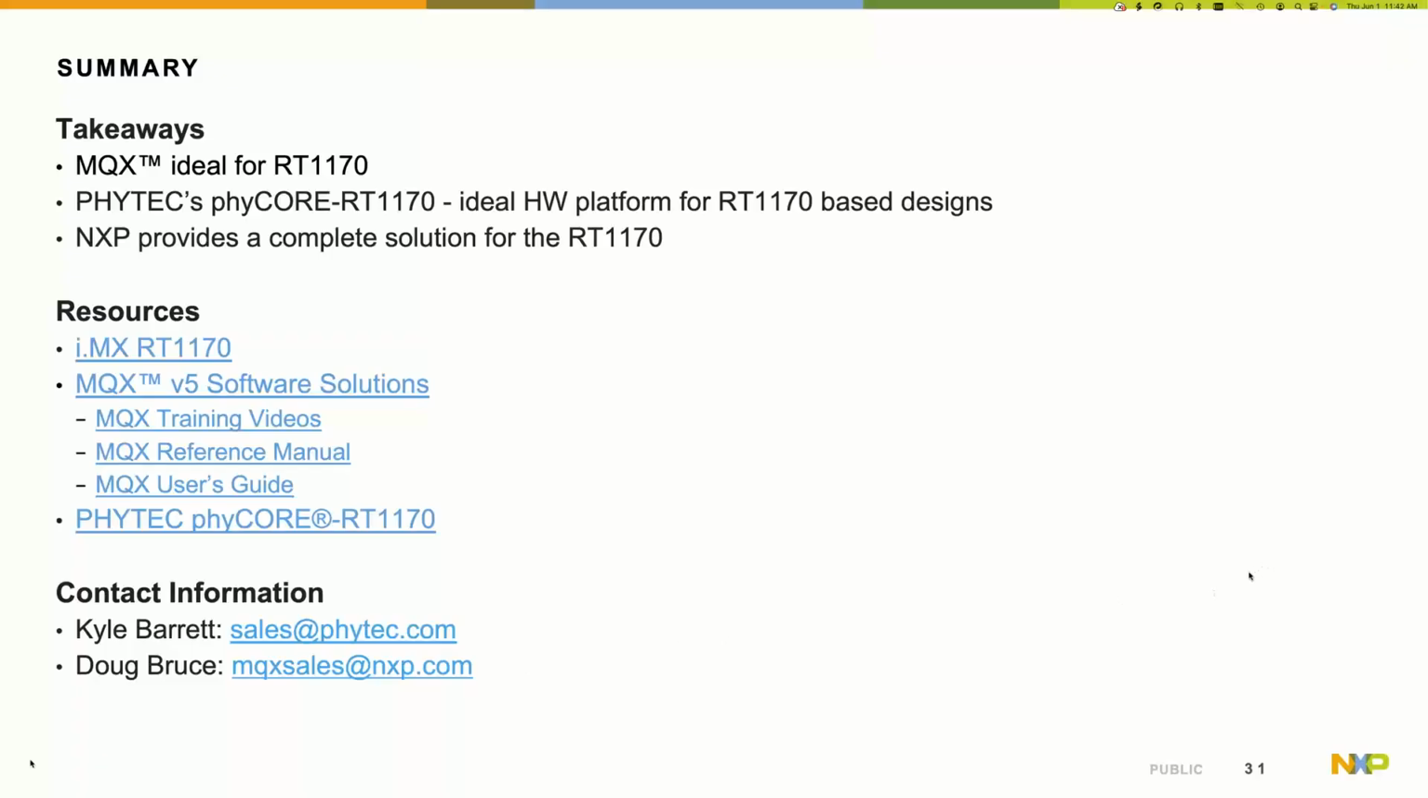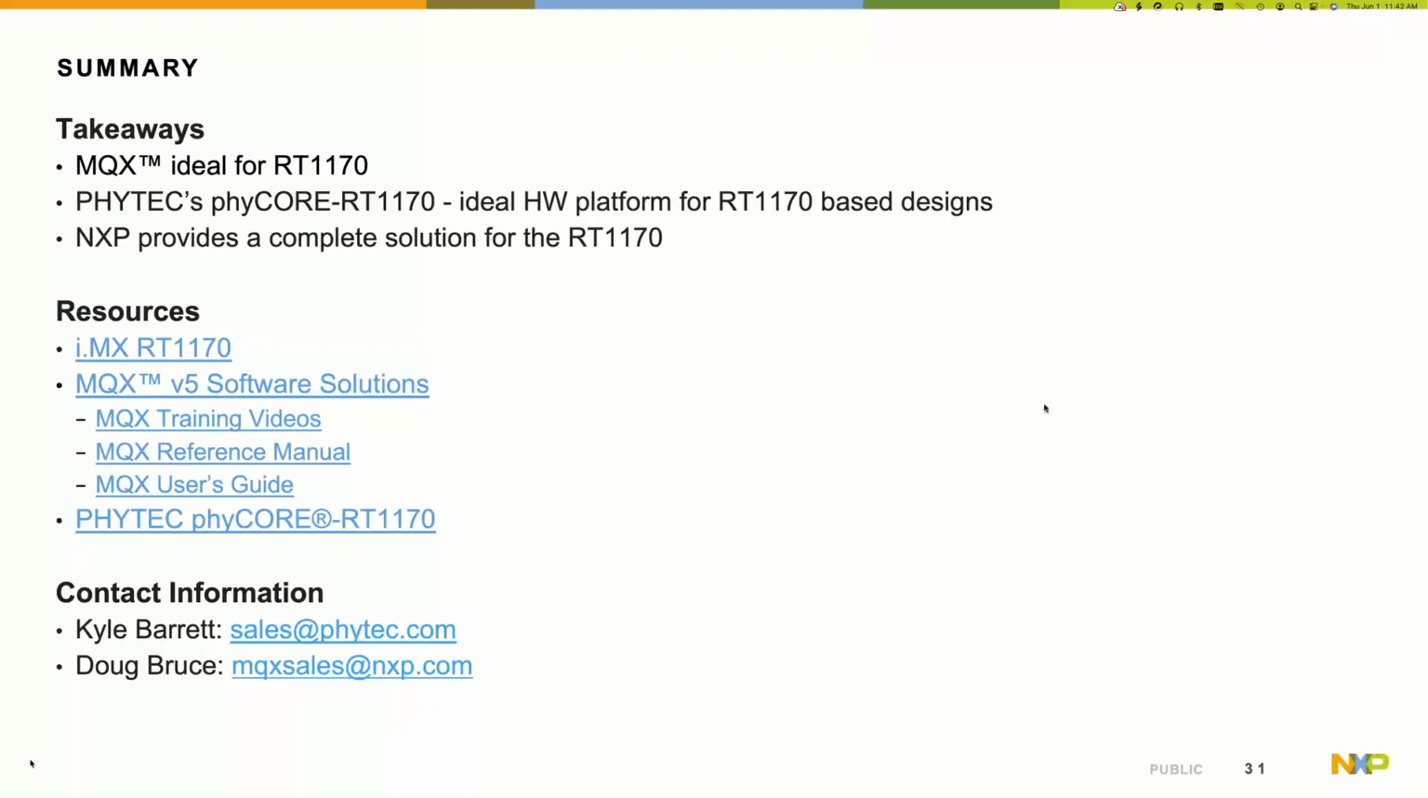And hopefully we're back to the screen with the resources there, the summary screen, and we'll go ahead and get started with some Q&A. The first question would be this: is it mandatory to use both cores in the RT1170 with MQX? Some variants of the RT1170 family only have the M7 core, so how does that work?